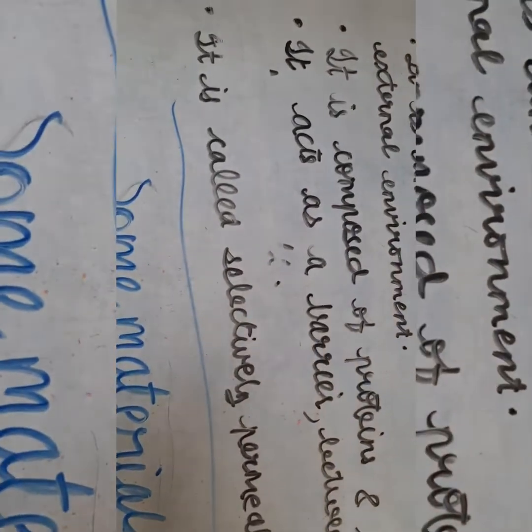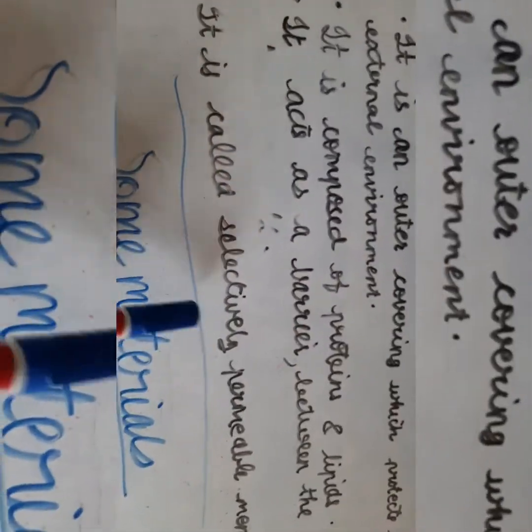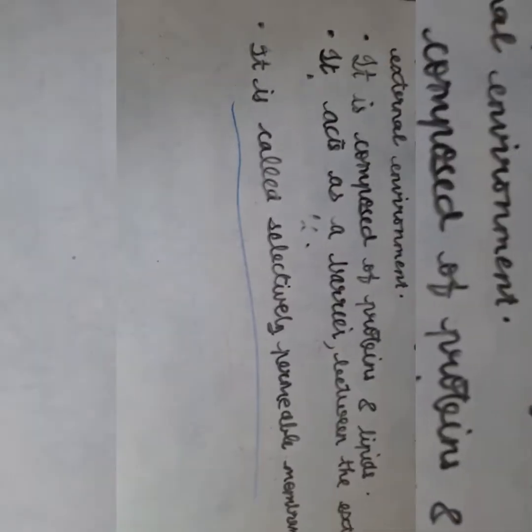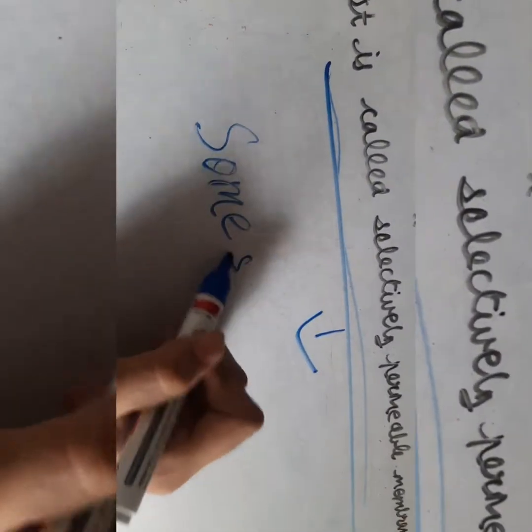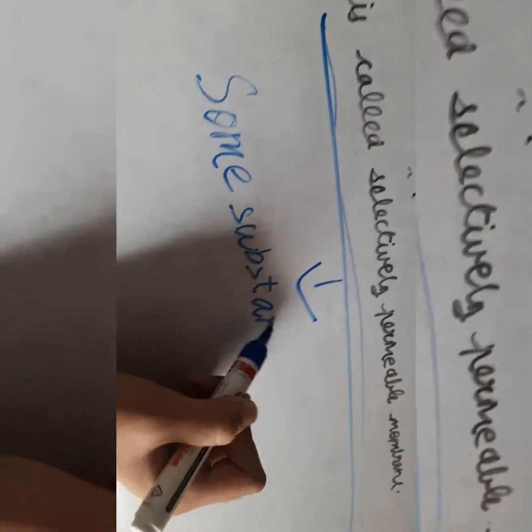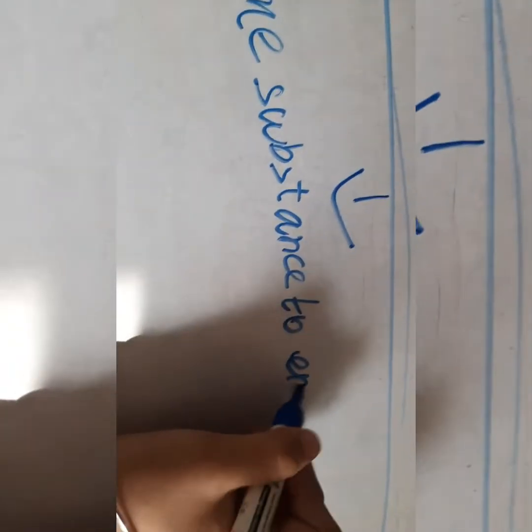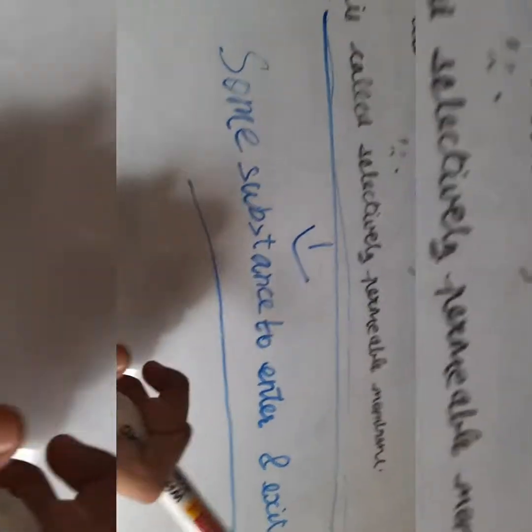Now let's see the main thing of the plasma membrane. It is called the selectively permeable membrane. So what is that? Selectively permeable membrane means that the plasma membrane allows some substances to enter and exit. Let's understand it with a simple example.